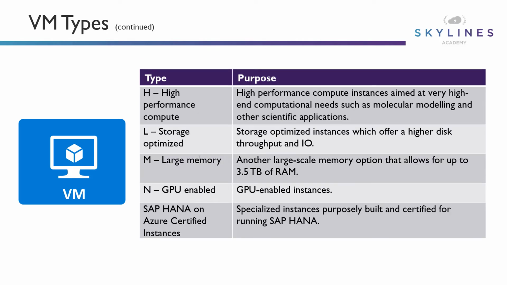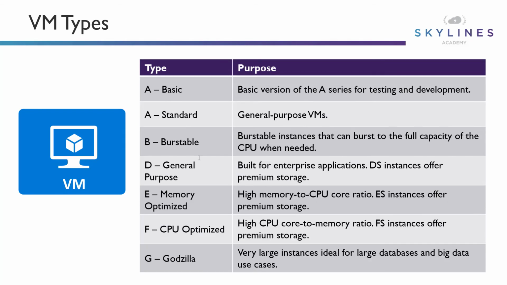And there's more: high performance compute, storage optimized, super large memory, M series, very expensive to run. N series, GPU enabled, if you need those graphics accelerators in there, like if you put a graphics card into your machine. CAD users are big users of those. And then there's SAP HANA instances as well. So with that said, lots and lots of options for us there in VM types. And you just need to know for AZ-900, generally speaking, you've got the D, the E, the F. Those are probably the ones you're going to get maybe questions around, but just understand the concept of the instances.